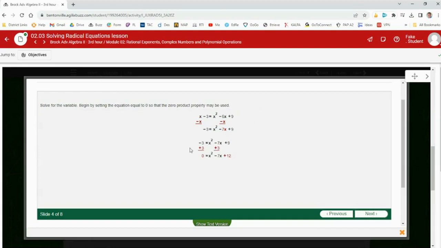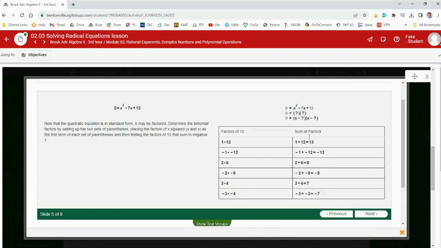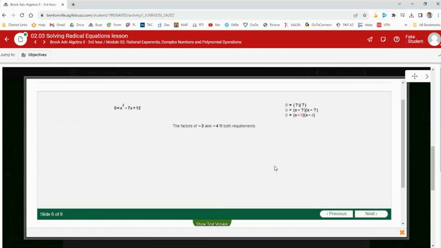Now we've got to combine all that on the same side, move the 3 over, move the x over, move the 3 over. Now we've got a quadratic, which we have to factor. So they're looking at the factors of 12. Since we have 12 in the end, you can factor at 1 and 12, -1 and -12, 2 and 6, -2, -6, 3 and 4, -3 and -4. Well, the only ones that add together to be -7 is the last one. So we're going to take the -3 and -4 as the factors.